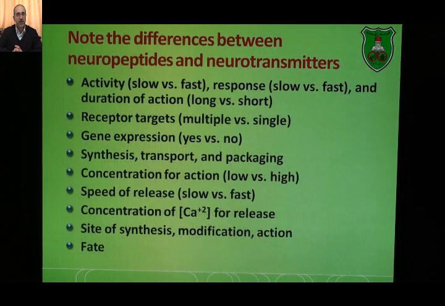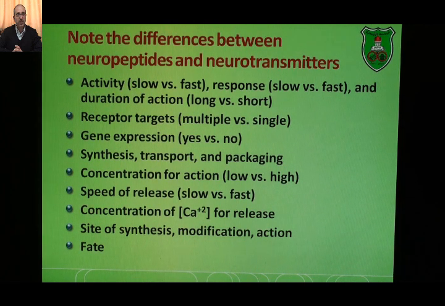So this is the lecture for biochemistry of neurotransmitters. I want you to pay attention to differences between neuropeptides and neurotransmitters. This is one of my classic questions that I ask in the exam. I would like you to know the differences in terms of activity. So small molecule neurotransmitters act quite fast relative to the neuropeptides. The response of small molecule neurotransmitters is also fast, but the duration of action of neuropeptides is longer than the small molecule neurotransmitters.